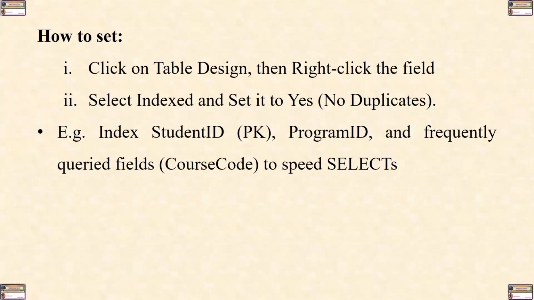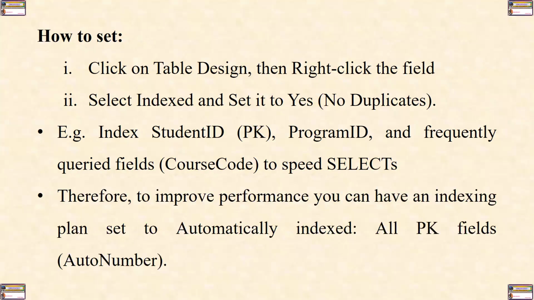For example, you can index student ID, program ID, and frequently queried fields like course ID to speed the selections. Therefore, to improve performance, you can have an indexing plan, set it to automatically indexed. It's always good to have all primary key fields indexed and set as auto numbers.